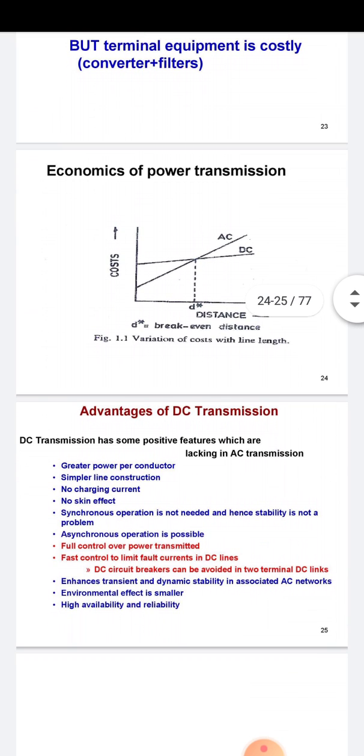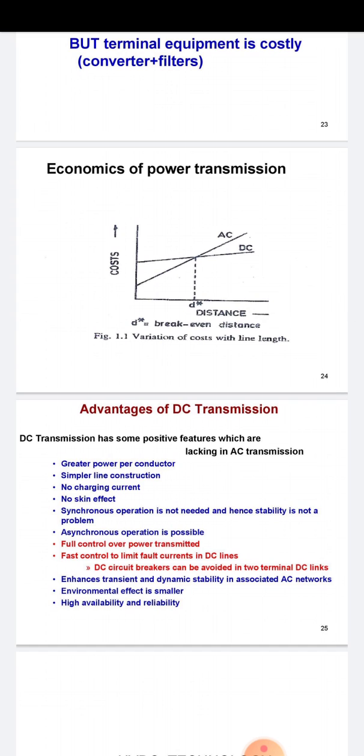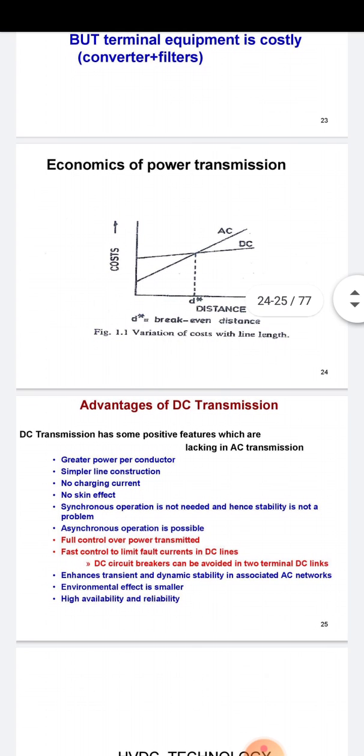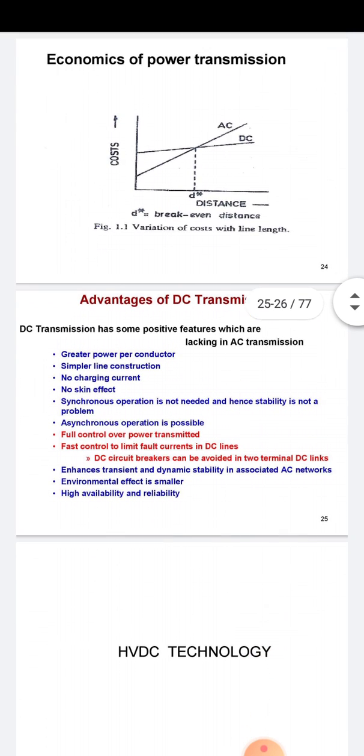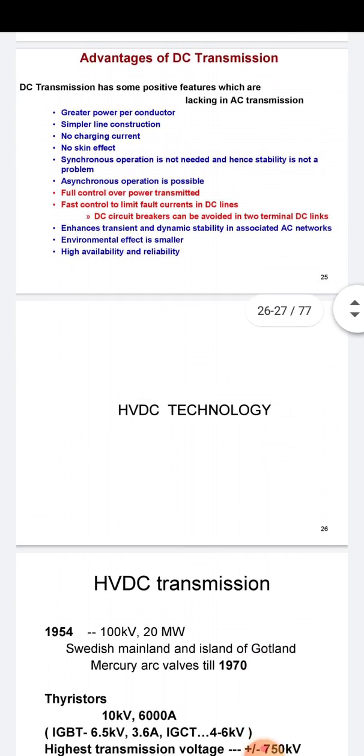Then the economics of power transmission systems. This says something about typical distance and cost comparison. Then the advantages of DC transmission. It has some advantages: greater power per conductor, simpler line construction, no charging current, no skin effect, synchronous operation is not needed, and hence stability is not a problem. These, etc., are all advantages and features of a DC transmission line.